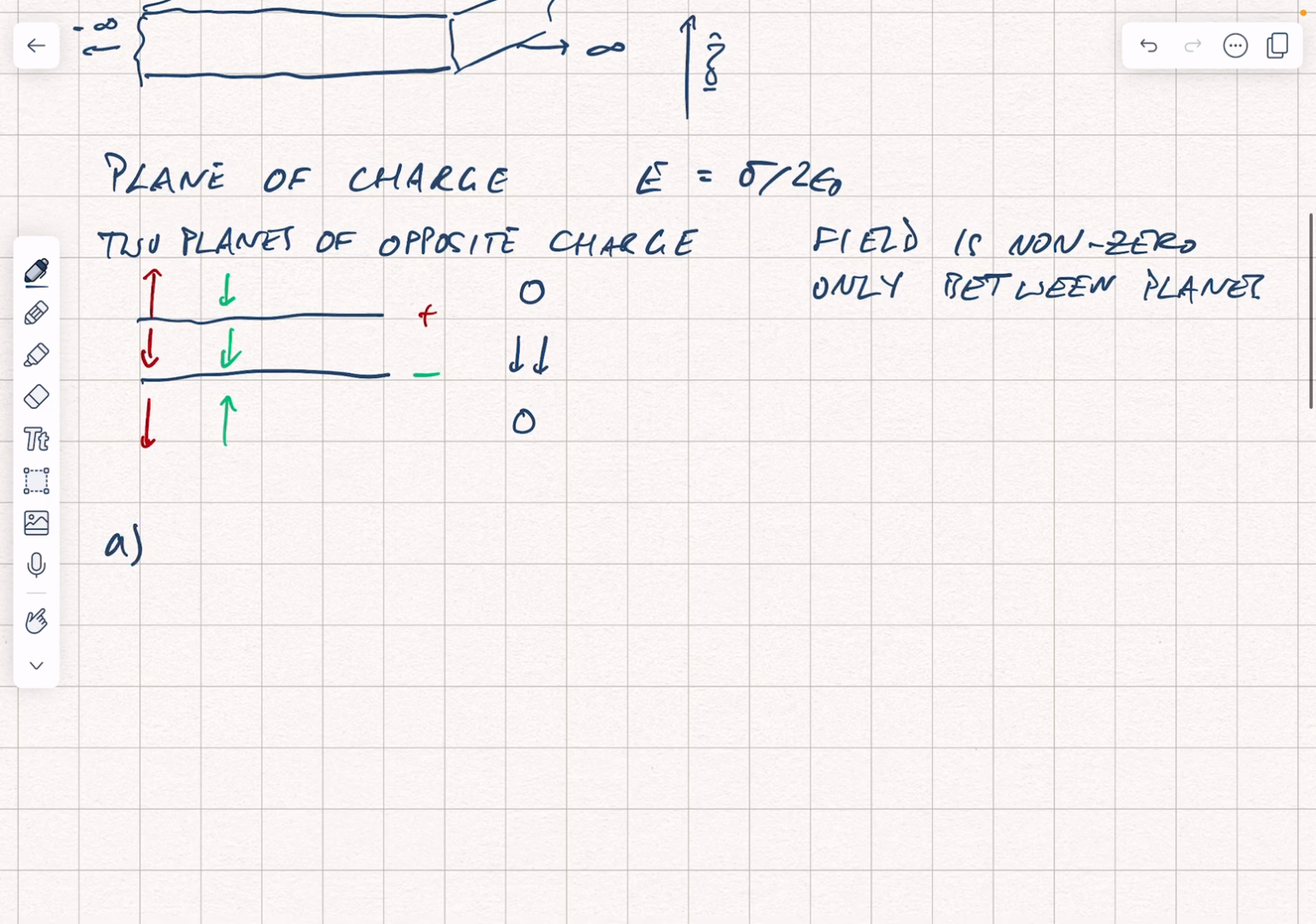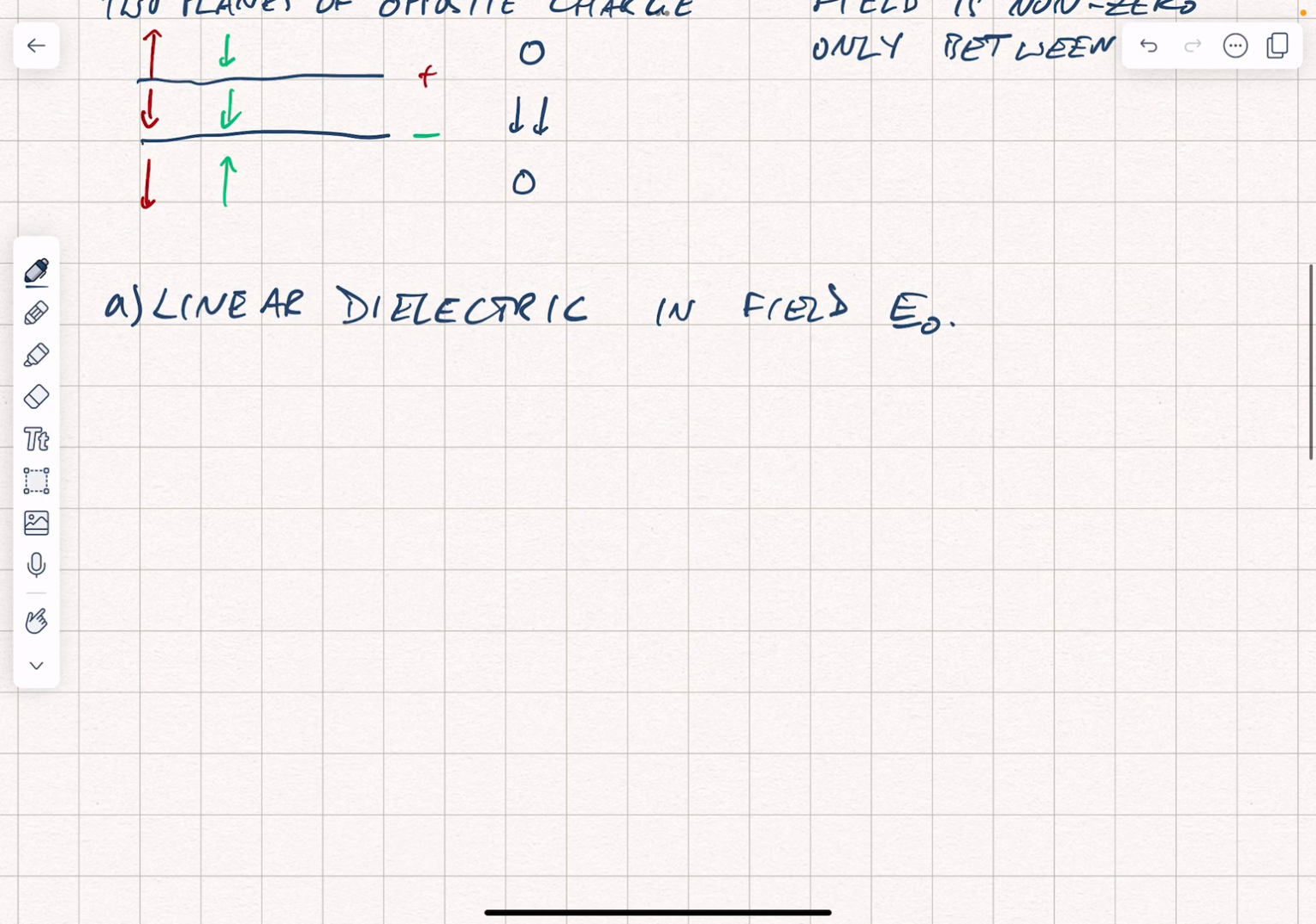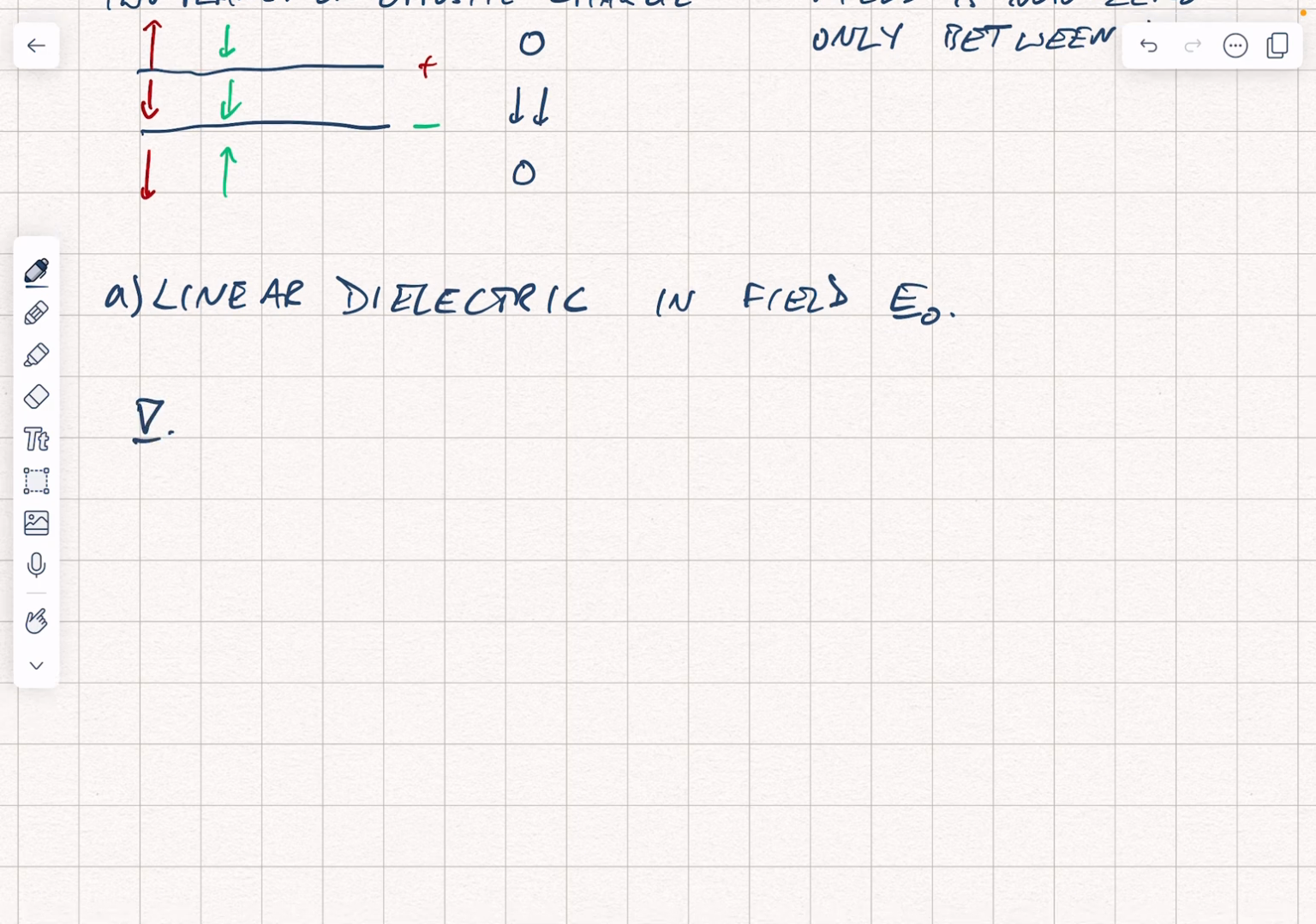So let's consider the first point, which is a linear dielectric. And we're assuming that we have an external field, E0. So how do we solve for the D field and the E field? Well, because we've got a dielectric, we want to use the field D. And so we can write that div D, the divergence of D, must equal 0. That's because there's no external charge density.